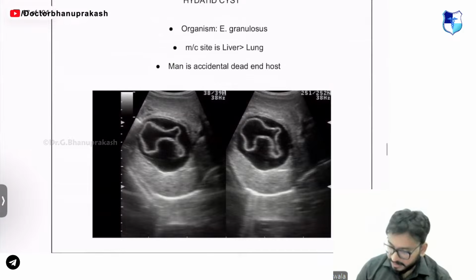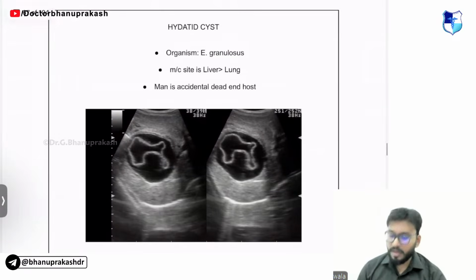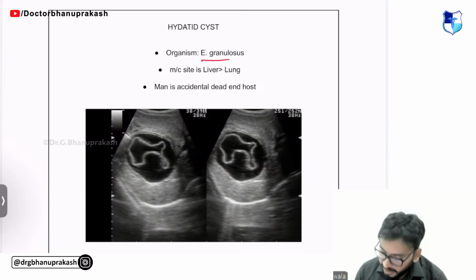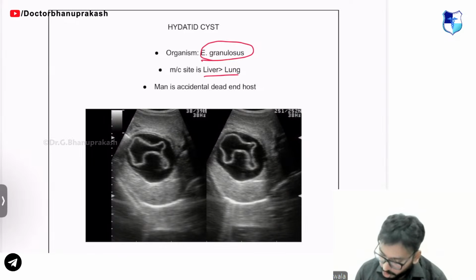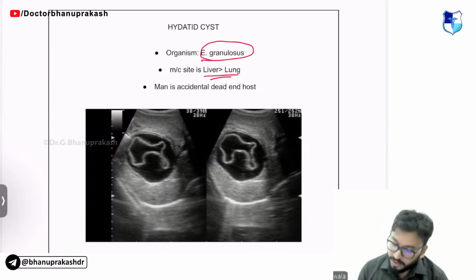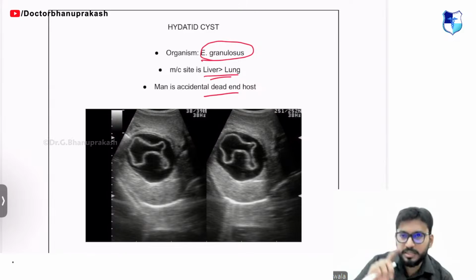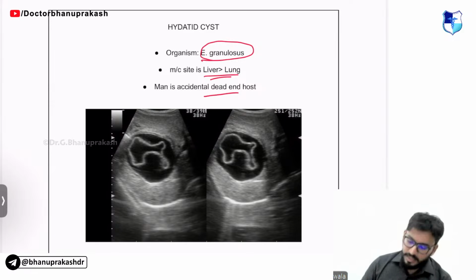Hydatid cyst. Remember, guys, I showed you a photo of hydatid cyst. The organism is Echinococcus granulosus. Most common site is liver more than lungs, and man is an accidental dead end host. Remember this. These are the only three things that you need to know.